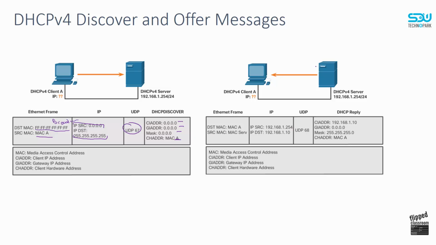Whereas the offer which is coming back from the server to the client will be with destination MAC address of computer A, with the source MAC address of our server, and with the IP source with the IP address of our server, and IP destination is going to be the offer.